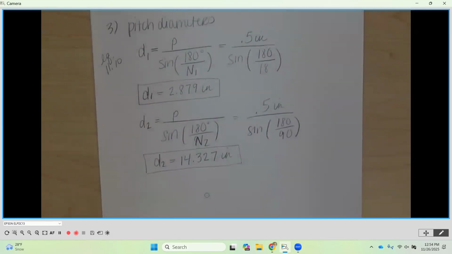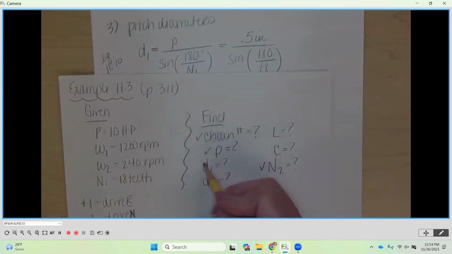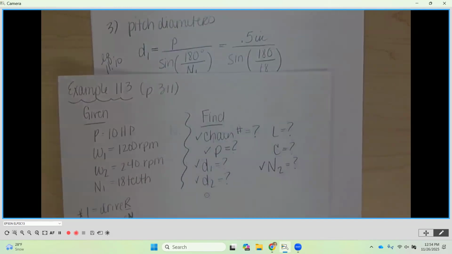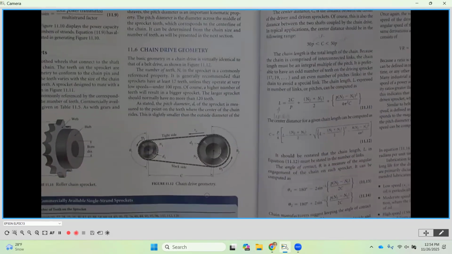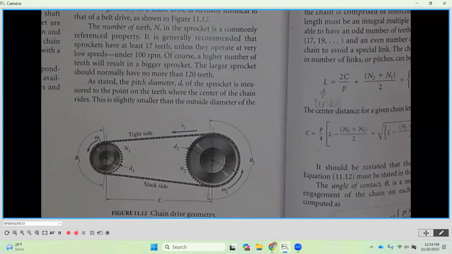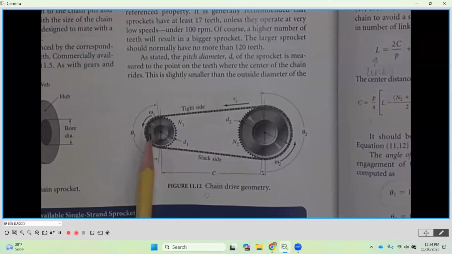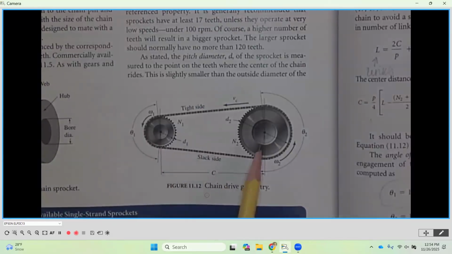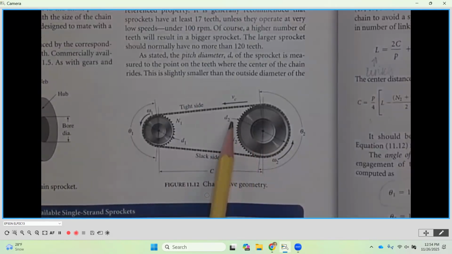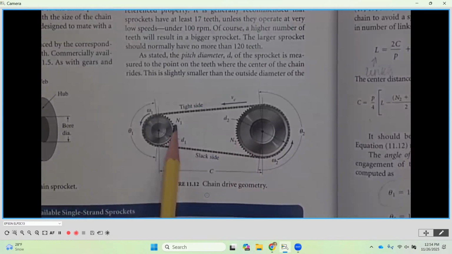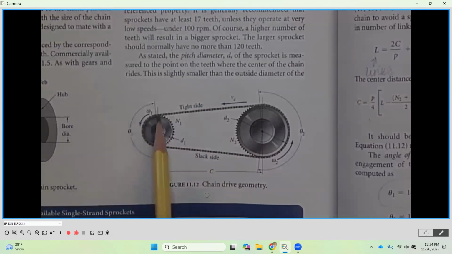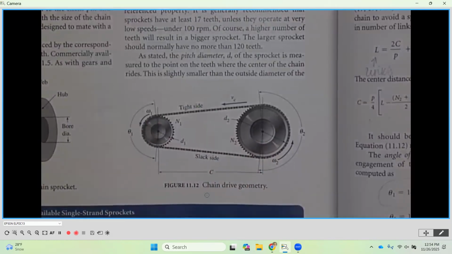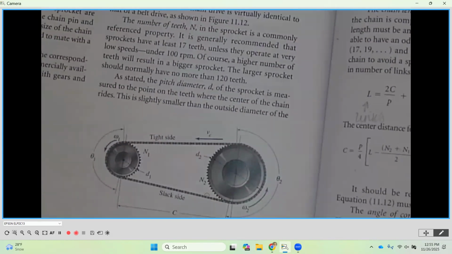So if we go back to what we need to find, this takes care of D1 and D2. Just revisiting our illustration here on page 310, what we have right now is the pitch diameter of our driver, D1, the pitch diameter of our driven, D2, the number of teeth on our driver, N1, and the number of teeth on our driven, N2. We also know the rotational speed of each. So we're getting there.